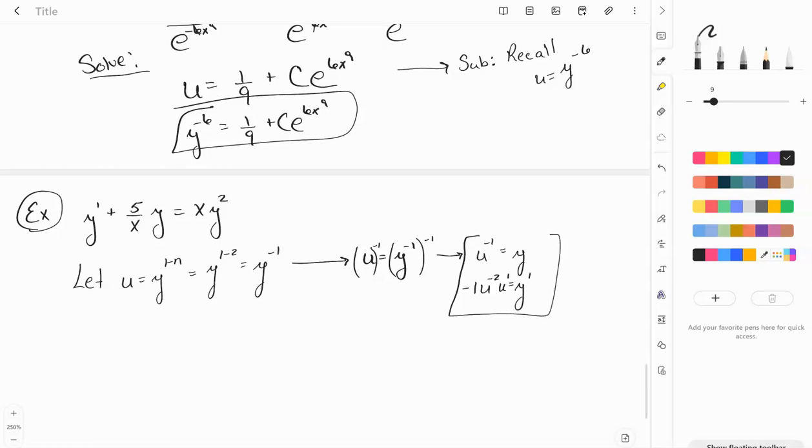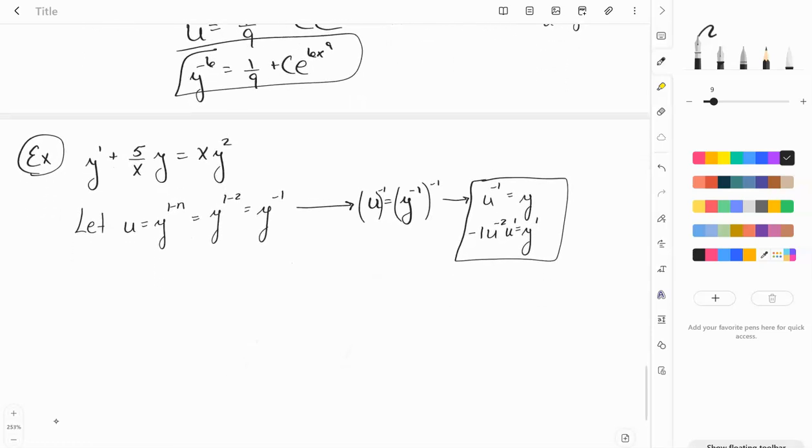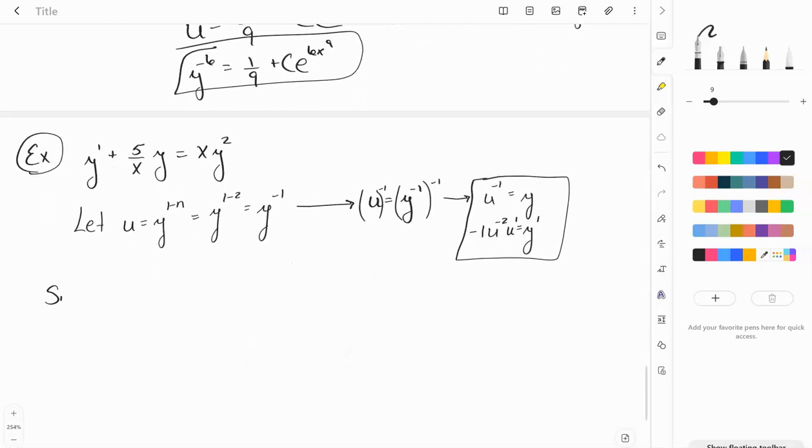So here's our substitutions. I'm going to box those in. Your next step, substitute. Y prime is going to be negative 1 u to the negative 2 times u prime. Remember, that's a u prime. That is not a u to the first power. Plus 5 over x. Substitute in for y. Y is u to the negative 1.